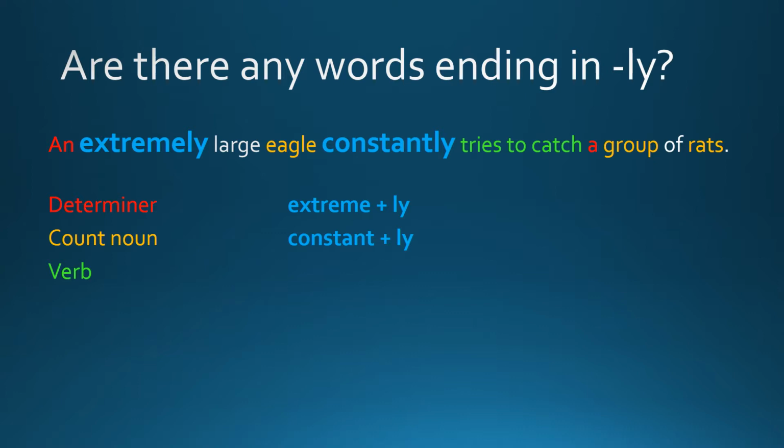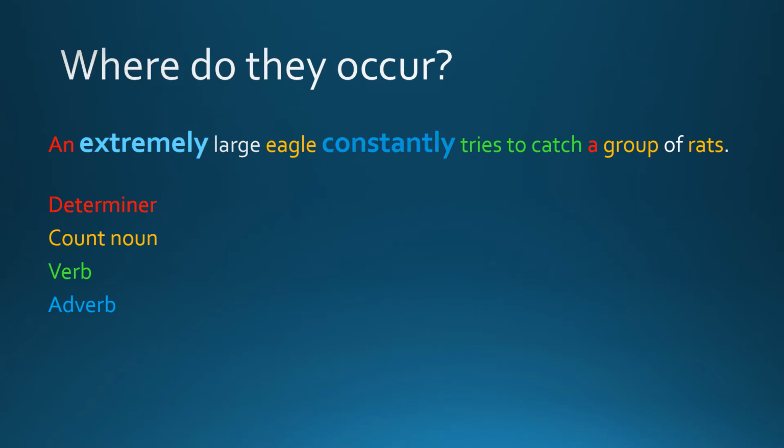And we do that by taking the ly off and seeing whether we're left with an adjective. And yes, in both cases that works. So something is extreme, something is constant. Yeah, an extreme event, a constant worry. So these words are adjectives, and that means that both extremely and constantly are adverbs. But of course we have different kinds of adverbs, so the next step is then to see how these words behave. So where do they occur and what can they do?